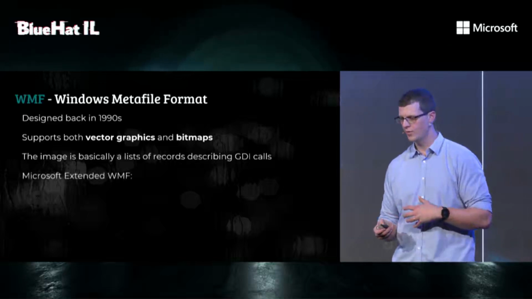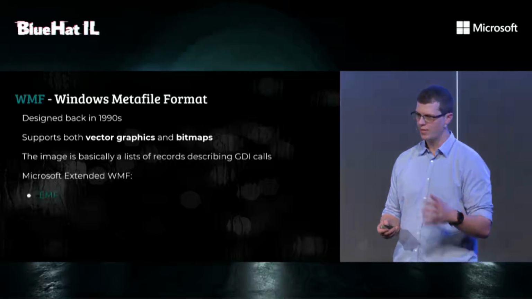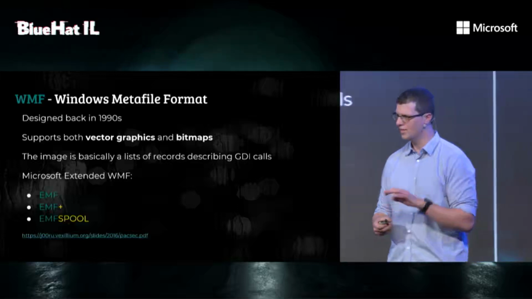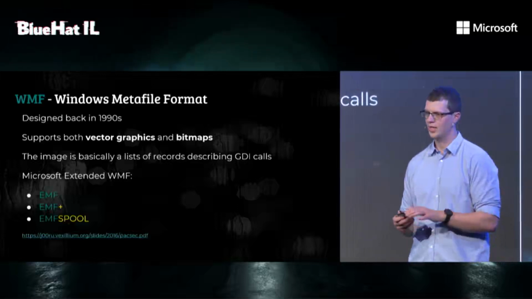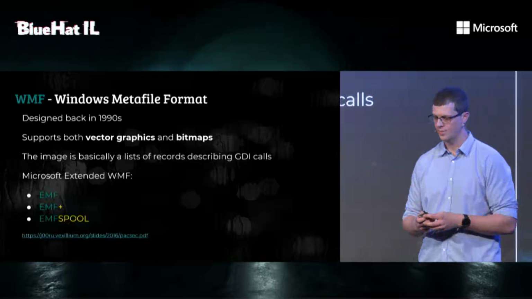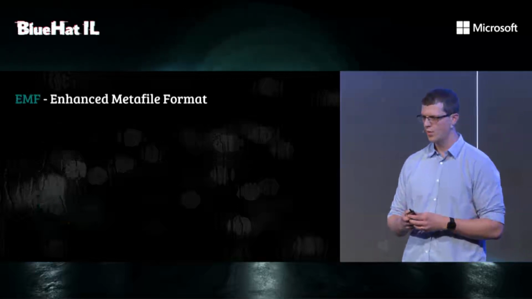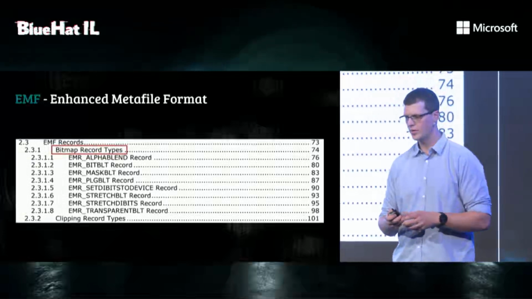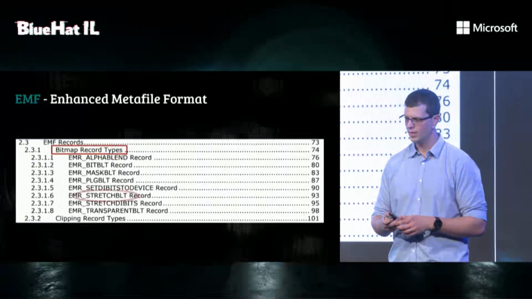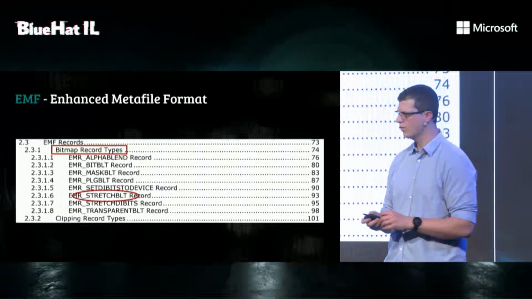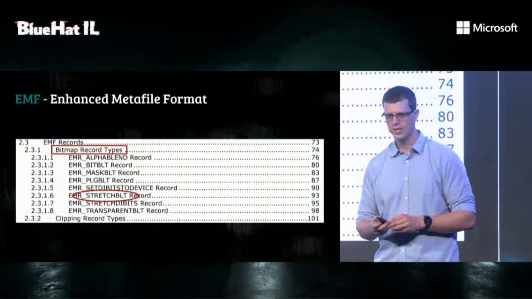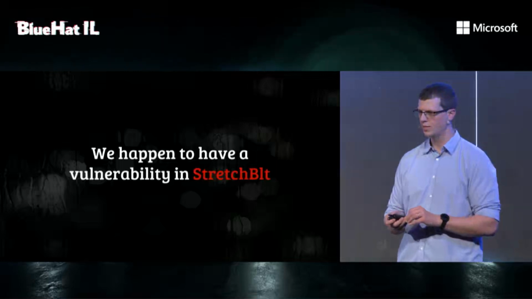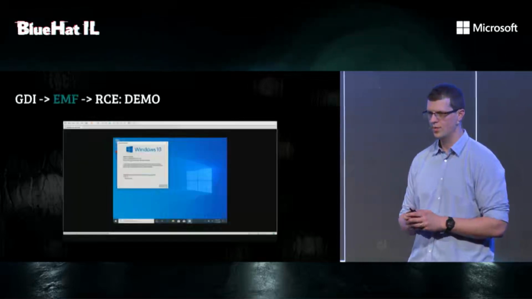Microsoft extended the format a few times. We have EMF, EMF Plus, and EMF Spool. And if you want to read all about this attack surface and the format, you should check out Jaru's blog for more details. So we looked at the specs, and under the bitmap record types, we saw there's a StretchBlt record type. For those of you who are familiar with GDI, there's a StretchBlt call there. And we happen to have a vulnerability in StretchBlt. So let's see a demo.